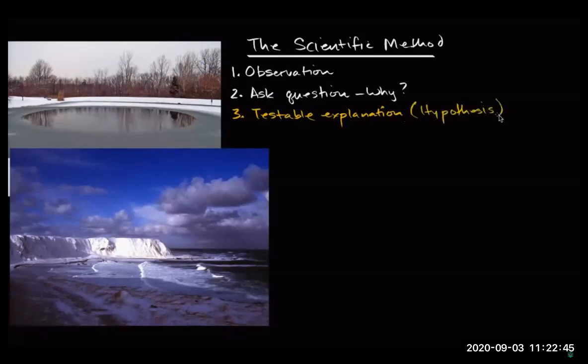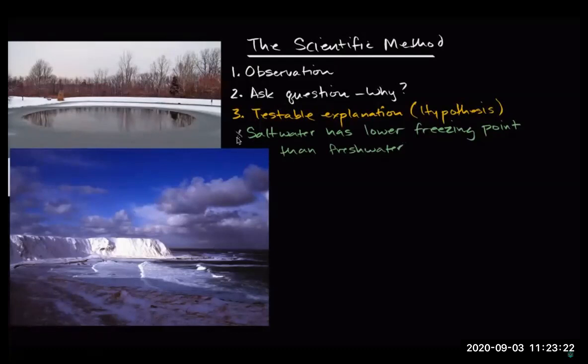Your hypothesis. And so in this particular case, a testable explanation could be that, well, the ocean is made up of salt water, and this pond is fresh water. So your testable explanation could be salt water has a lower freezing point, so it takes colder temperatures to freeze it than fresh water. So this right over here, this would be a good hypothesis.